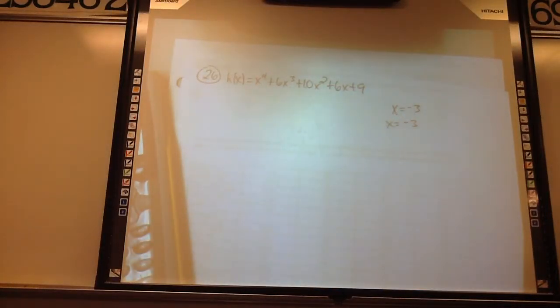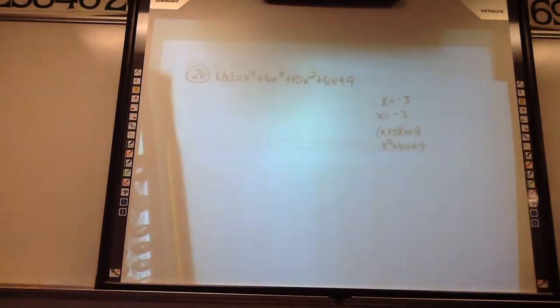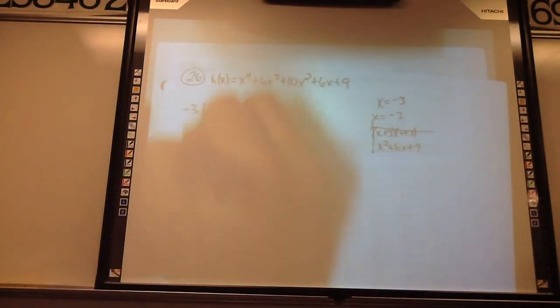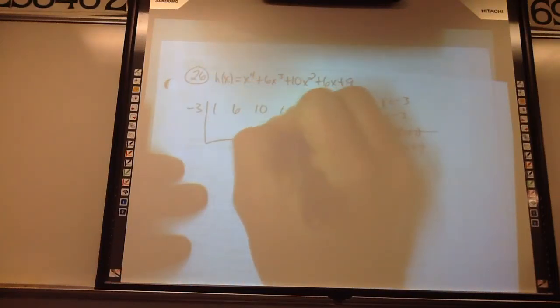Multiply them to each other. Oh no, that's way too much work. You could just do what you usually do: x plus 3 times x plus 3, x squared plus 6x plus 9, do long division. No, you could do synthetic. Yeah, just do synthetic twice. Go negative 3: 1, 6, 10, 6, 9.